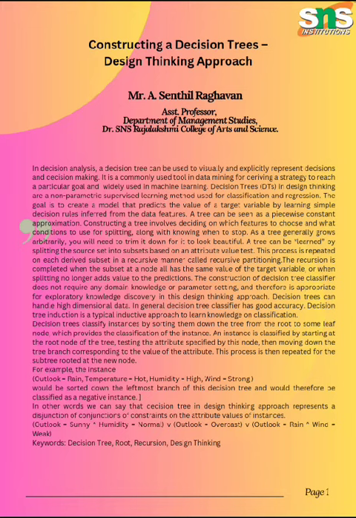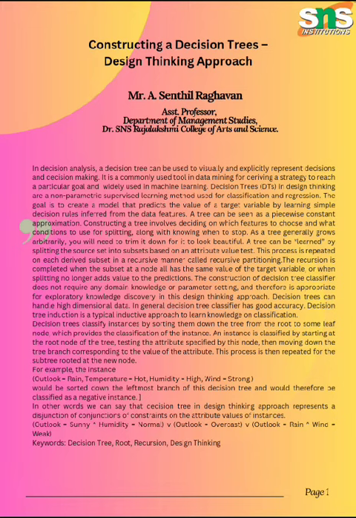used in machine learning. Decision trees in design thinking are a non-parametric supervised learning method used for classification and regression. The goal here is to create a model that predicts the value of a target variable by learning simple decision rules inferred from the data features. A tree can be seen as a piecewise constant approximation.